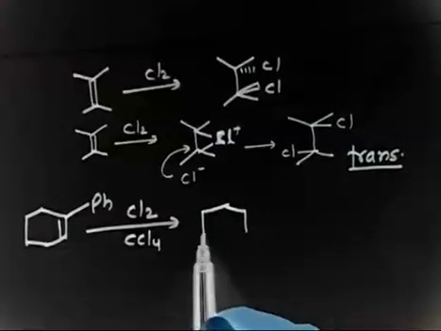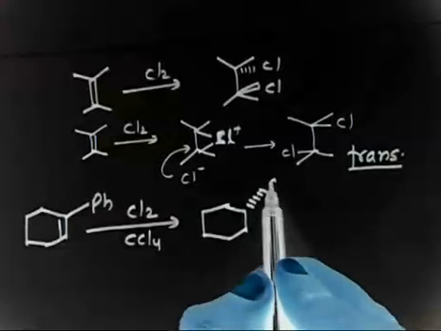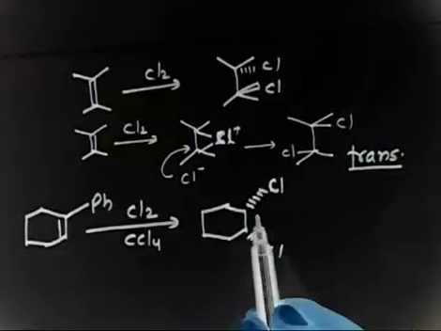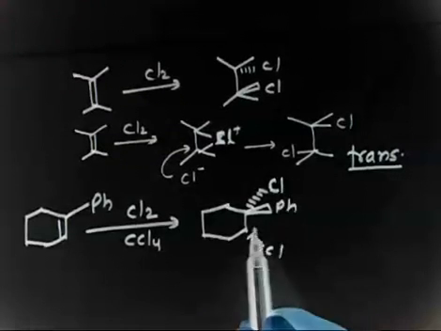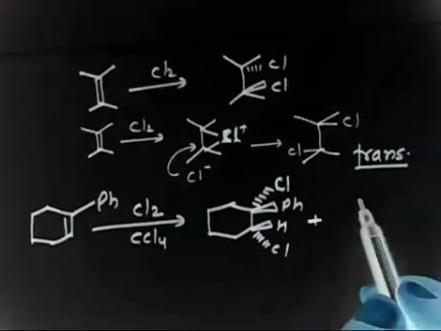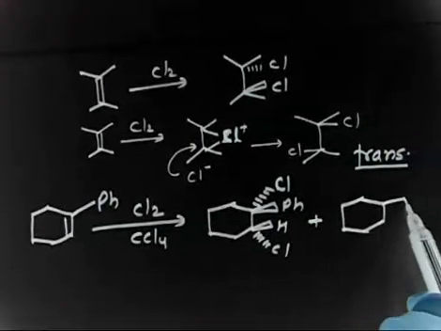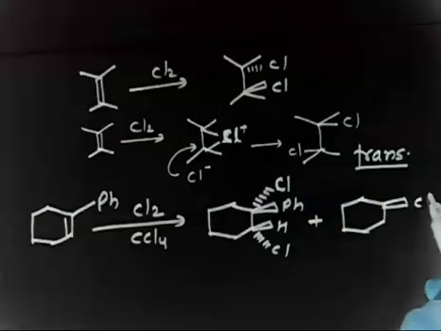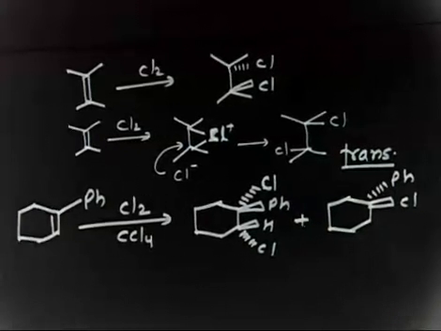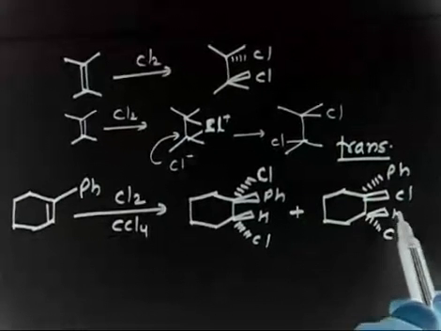I get one product in which both chlorines are on the cis side, that is, let us say this Cl is downside, and here also I have Cl downside, and here I have pH, here I have hydrogen, both upside. Now I have another product. In this case the top Cl is upside and this Cl is inside. And here we have chlorine inside, and here I have hydrogen upside.